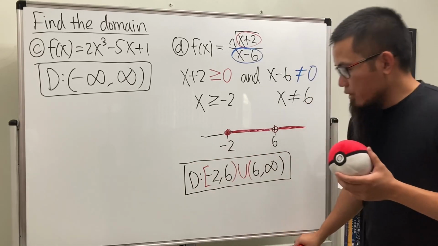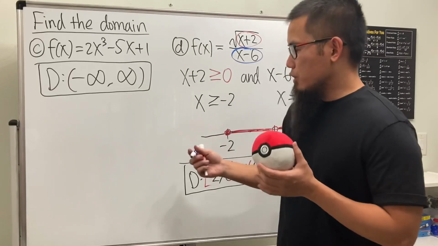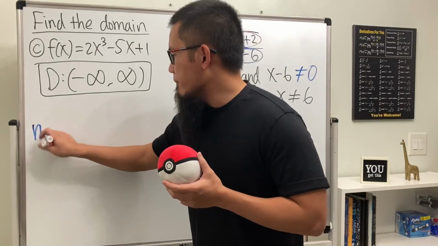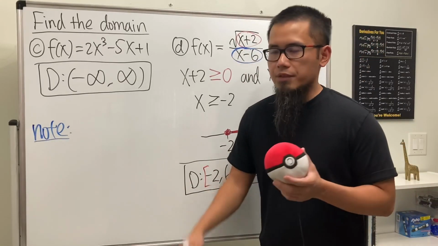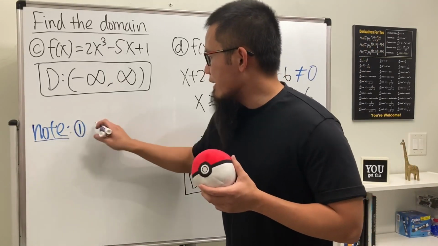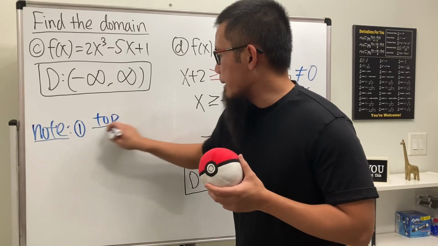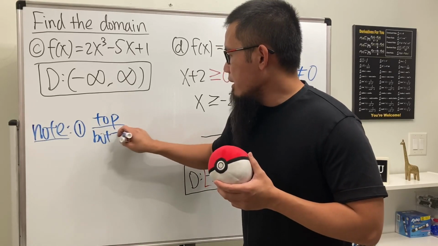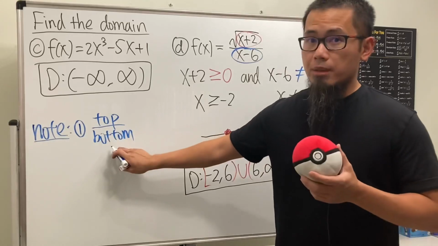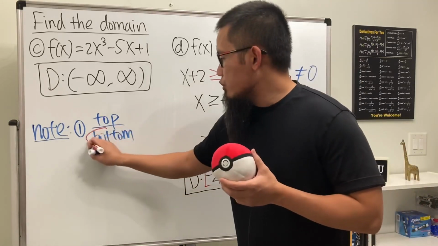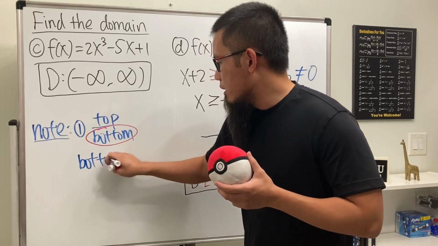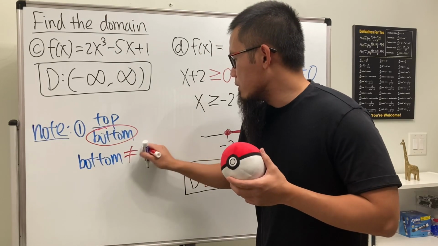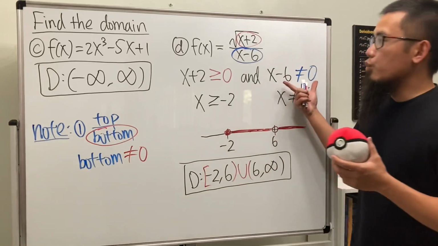Alright? So, for a quick summary, let me just put this down right here for you guys. We have two cases to consider, right, in this video. We have seen that if we have a fraction, and let me just write it as top over bottom, pay attention to see if we have x on the bottom or not. If so, just make sure that the bottom here cannot be equal to 0. And that's exactly what we did right here.